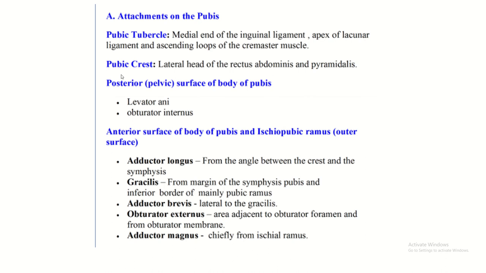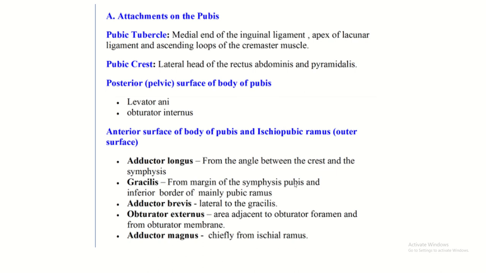The attachments of the pubis: the pubic tubercle gives attachment to the medial end of the inguinal ligament and the apex of the lacunar ligament. The pubic crest gives attachment to the lateral head of rectus abdominis and pyramidalis muscle. The posterior surface of the body of the pubis gives origin to levator ani and obturator internus muscles. The anterior surface of the body of the pubis and the ischiopubic ramus outer surface give origin to adductor longus from the angle between the pubic crest and the symphyseal surface, and gracilis from the margin of the pubic symphysis.